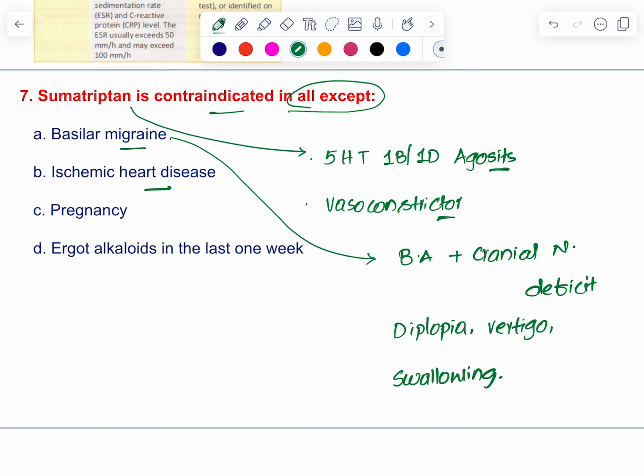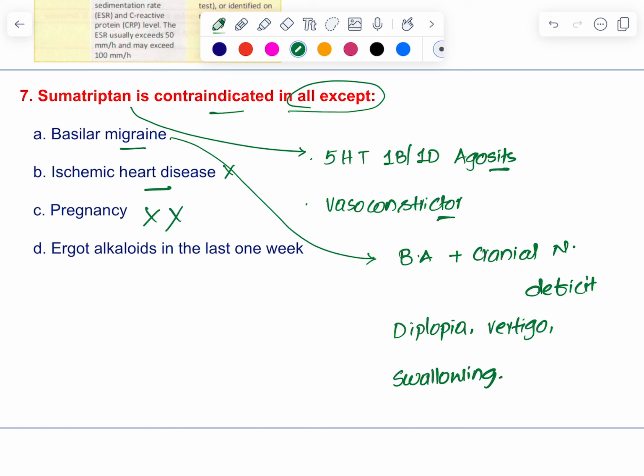And the same applies in ischemic heart disease, mainly in patients with vasospastic angina. You should never give sumatriptan. Sumatriptan will cause vasoconstriction, and in ischemic heart disease there is already compromised blood supply to the heart, so upon giving sumatriptan, the ischemic heart disease will further get precipitated. So it should not be given. Pregnancy: sumatriptan is category C in pregnancy, so it should not be given.